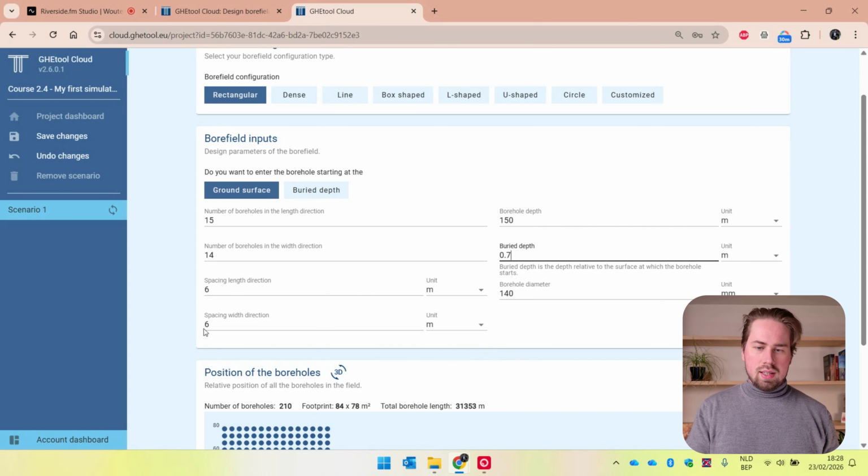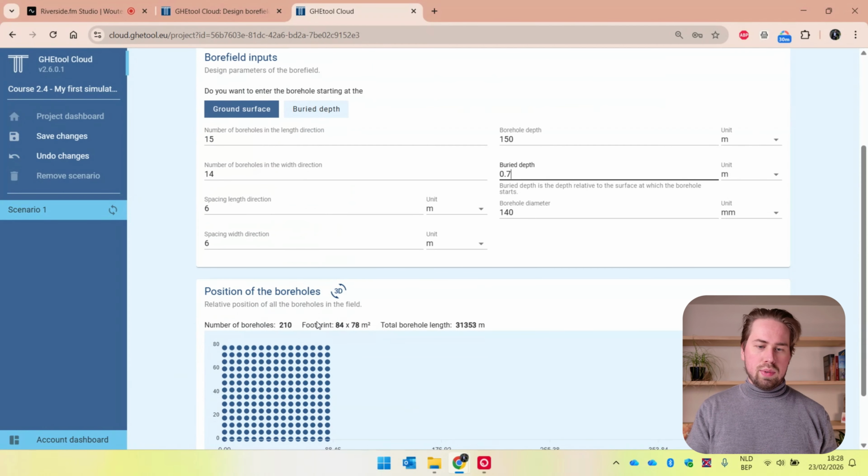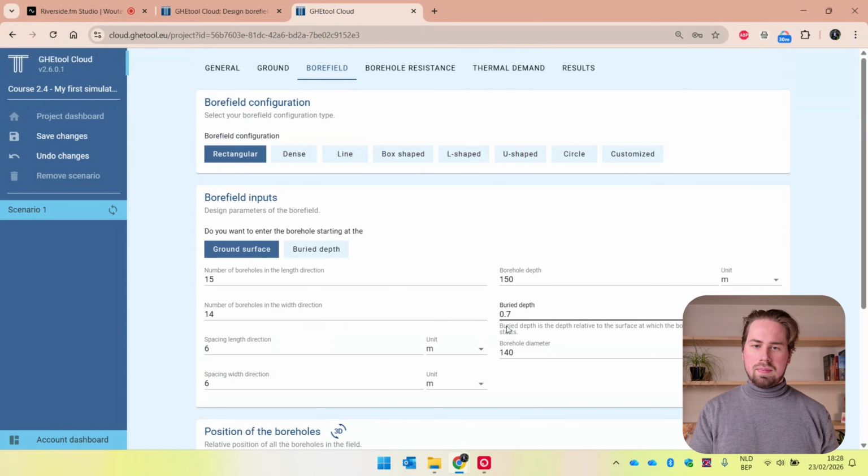15 by 14 and 6 by 6. So we have here a certain footprint and a certain total borehole length. So it's indeed quite a big project.